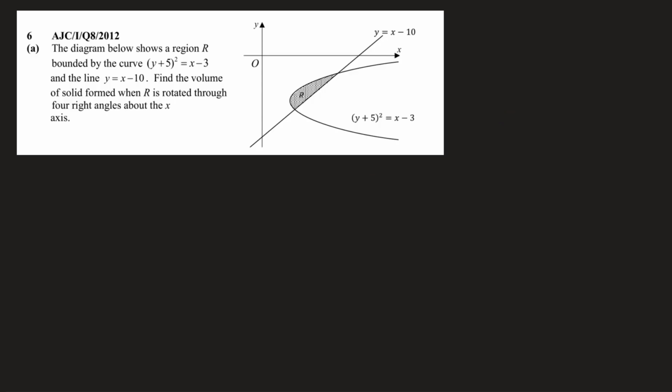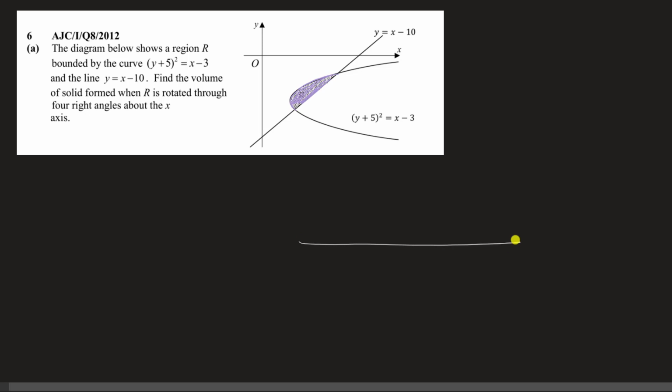Good enough. Now in this second question, AJC paper 1, 2012, a diagram below shows region R bounded by the curve and this straight line y equals x minus 10. Find the volume of the solid formed when R is rotated 4 right angles, that means one whole round, about the x-axis. This time round, you will get this funny shape here, this one, and you're supposed to rotate it.